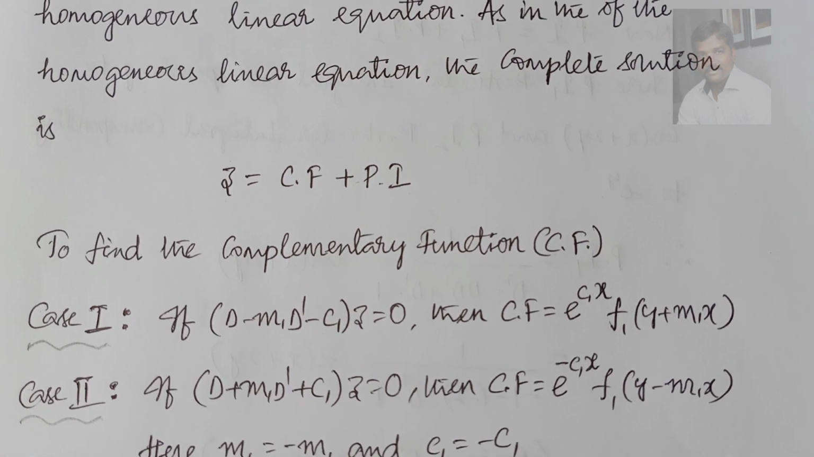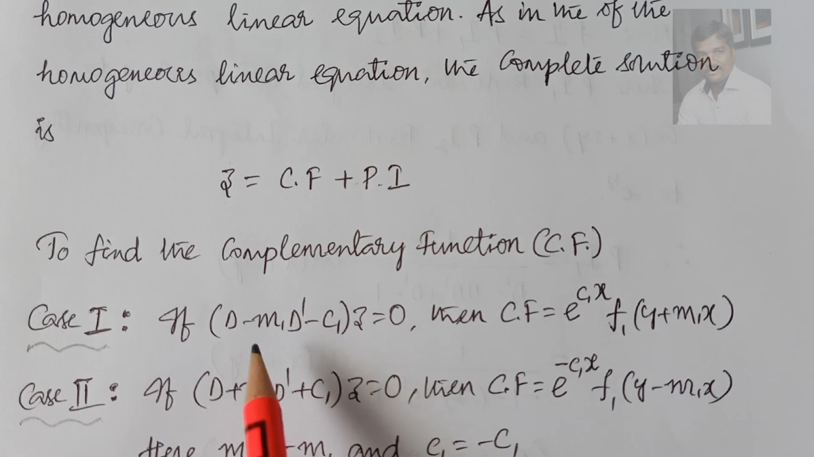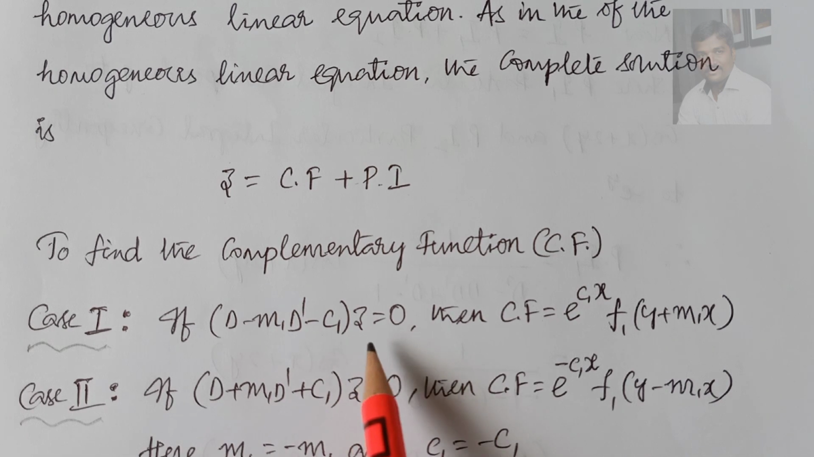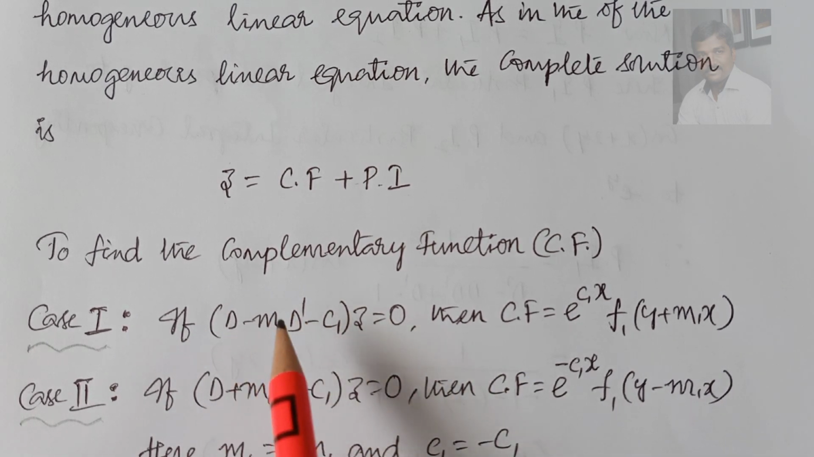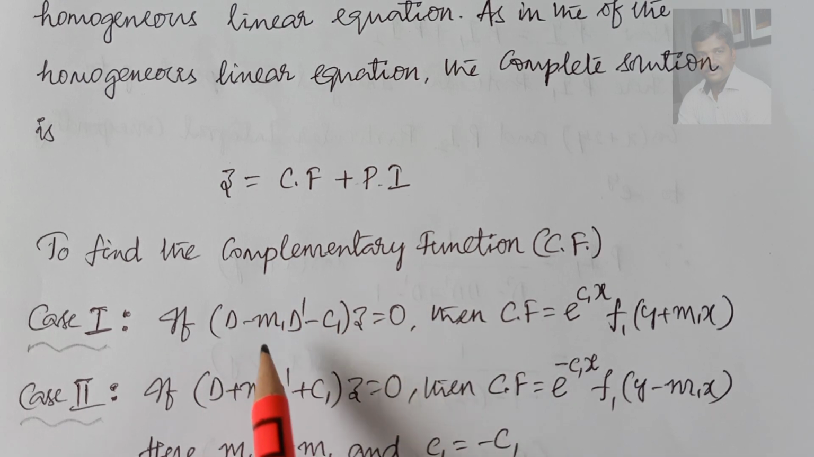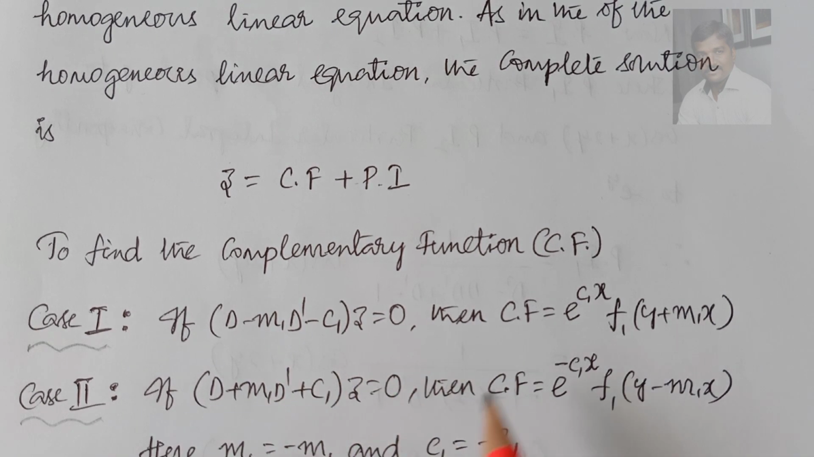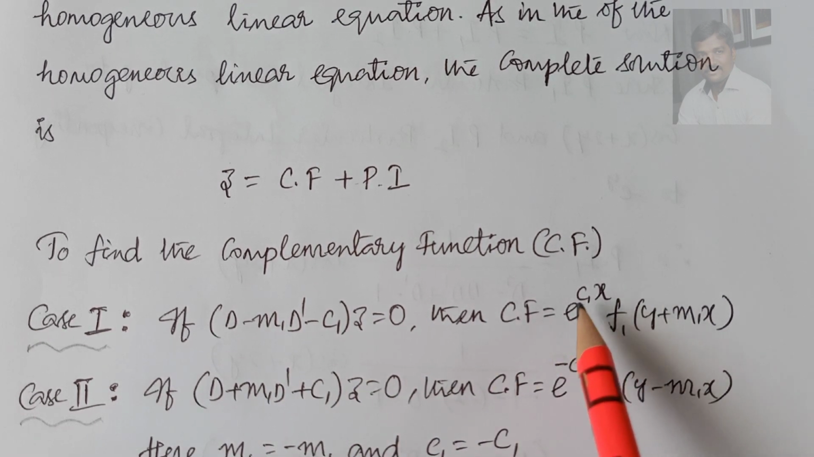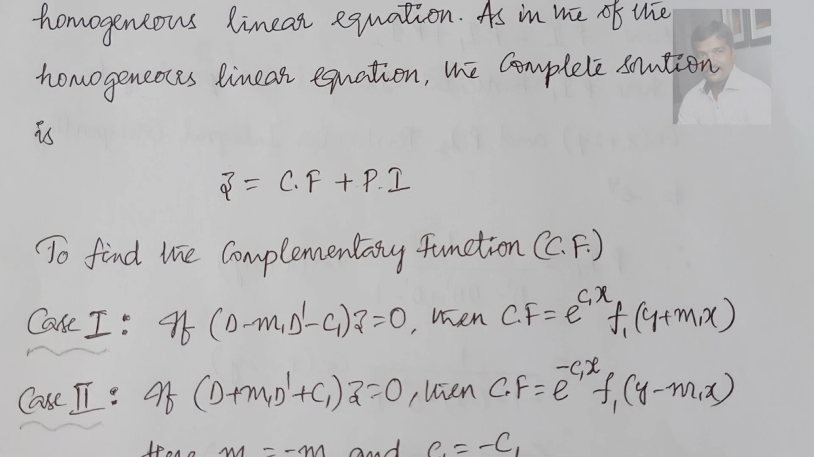In case 1, if f(D, D') is in this form, (D − m1D' − c1)z = 0, then the complementary function is e^(c1x) f1(y + m1x).